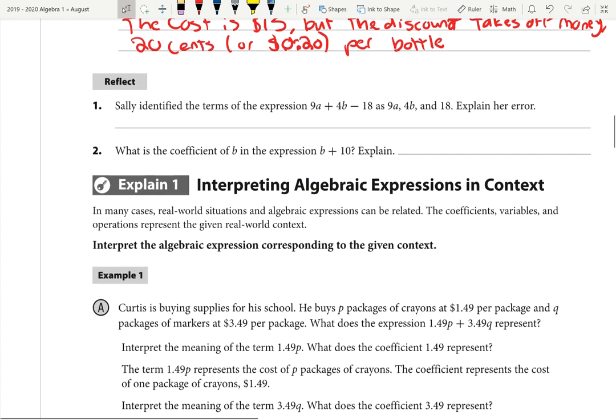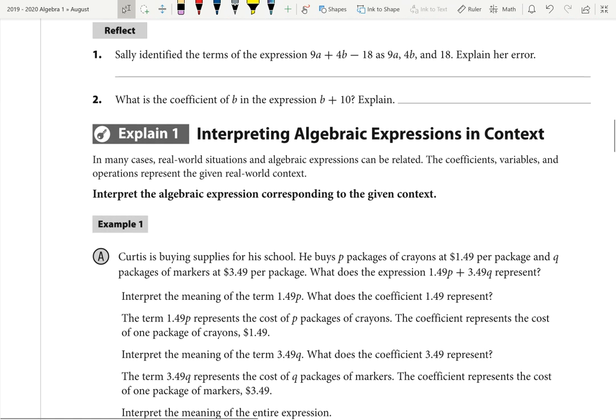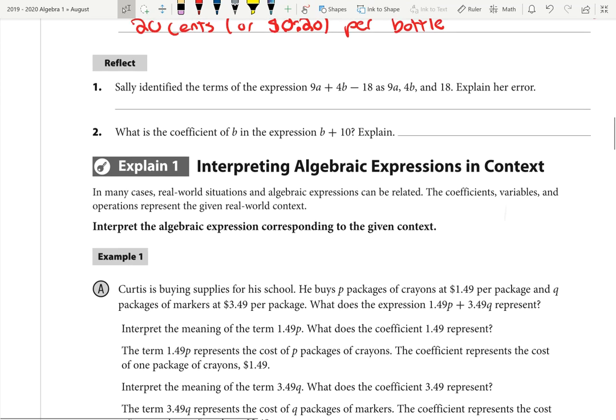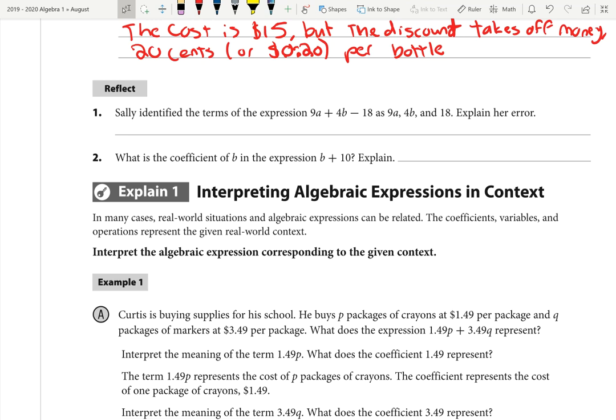All right, I'm going to reflect, and then I'm going to pause the video, end it there, because I'll save the rest for another video. So Sally identified the terms of the expression 9a plus 4b minus 18 as 9a, 4b, and 18. Explain her error. So she did something wrong here. This is her expression, and then this was the answer she gave as the terms. She's done something wrong. Can you tell us what it is?